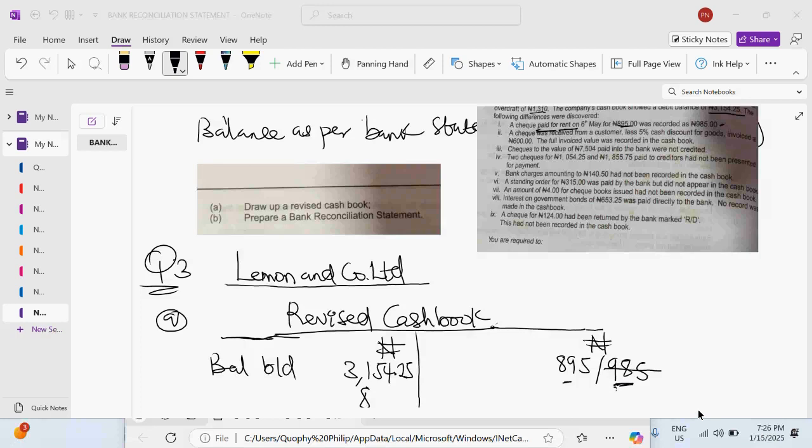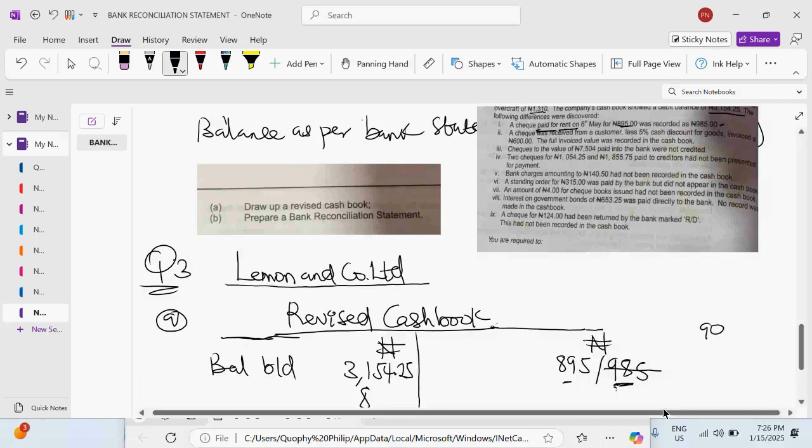Bring it to the... We are supposed to generate the balance. We are supposed to do what? The difference. We are supposed to debit the difference. Debit the difference, exactly. So the difference is 90.